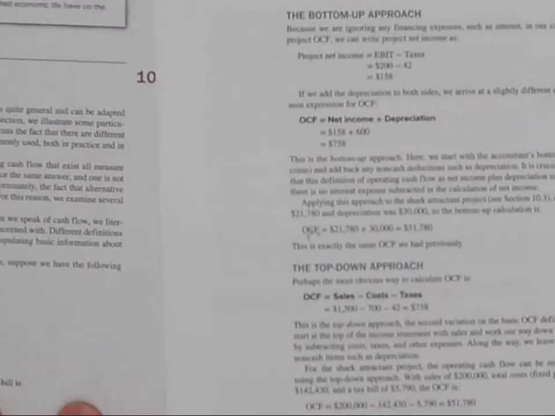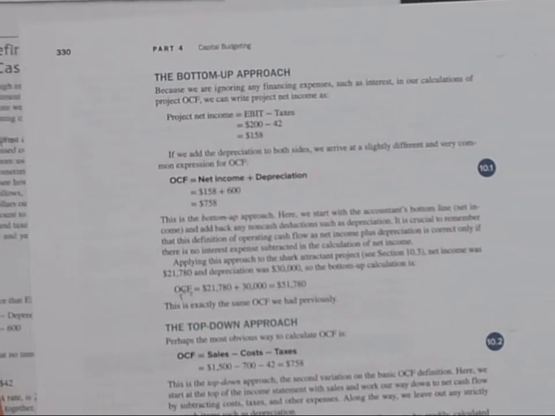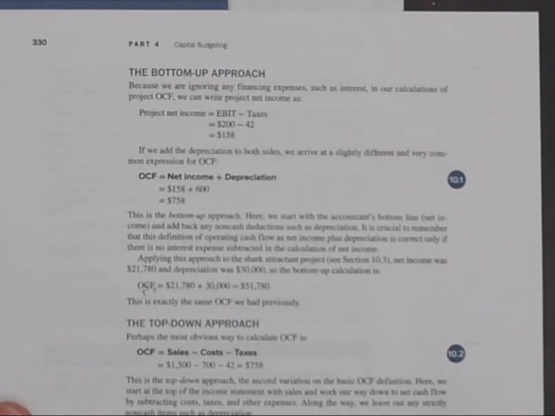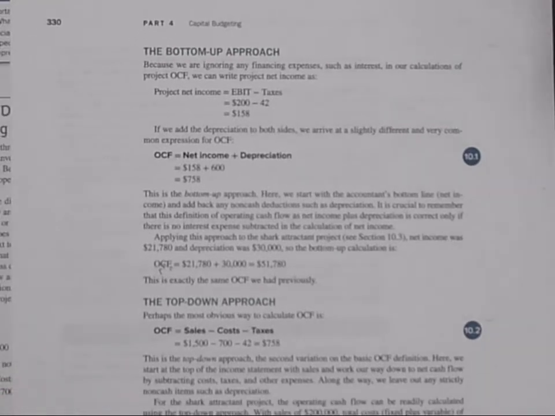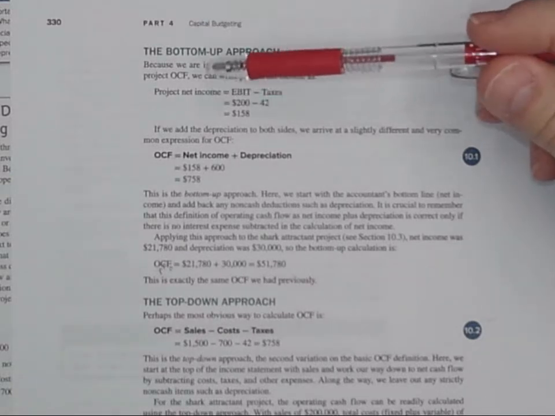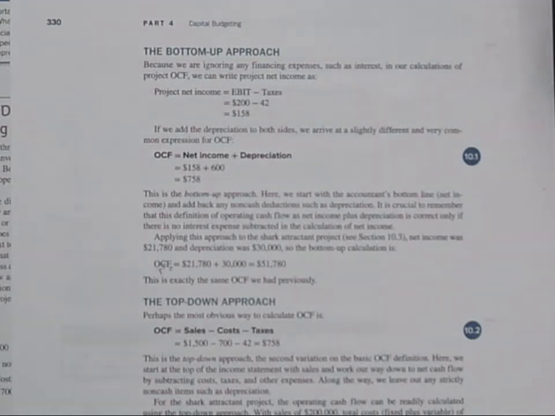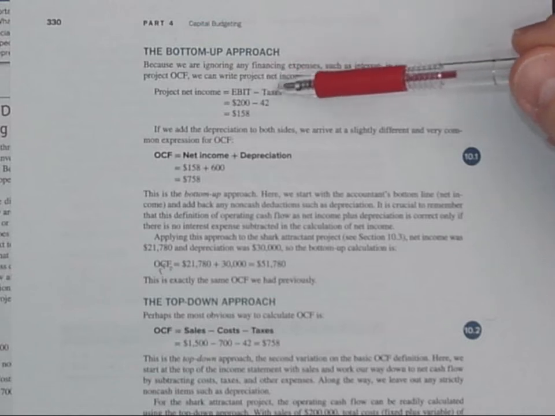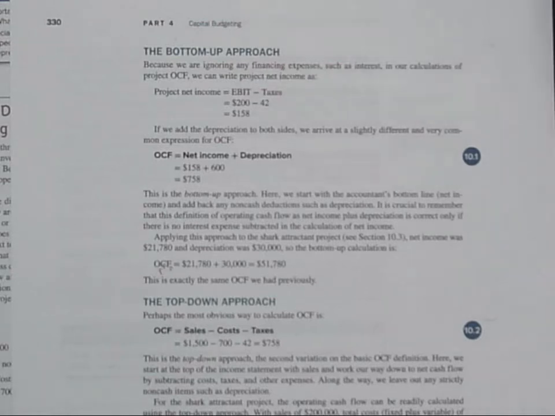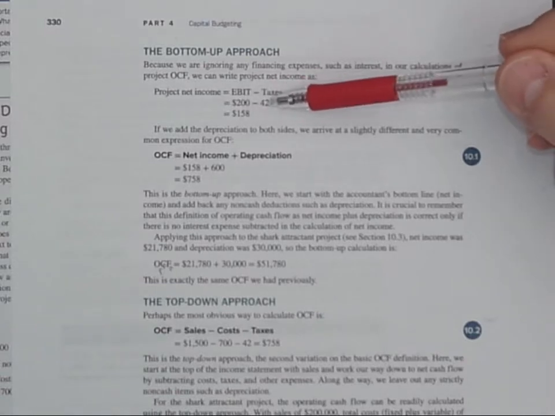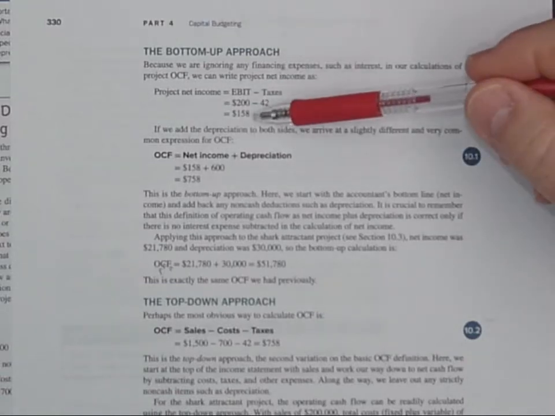Now there are other ways to look at this. And one is the bottom-up approach. What we have here is just showing project net income. Net income is EBIT minus taxes. And EBIT's already considered depreciation, so EBIT minus taxes would be 200 minus 42 from the previous page equals 158.